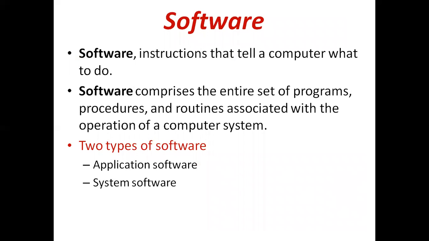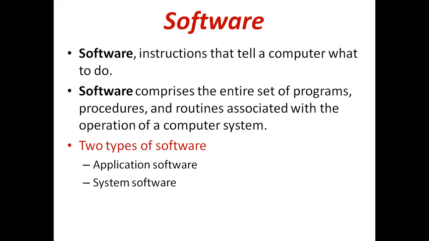What is meant by software? Software is nothing but instructions that tell a computer what to do, right? These are all the instructions. So this instruction only tells the computer what it has to do. The software will give the instruction to the computer, right? So software comprises the entire set of programs. Software is nothing but a collection of programs, procedures, or routines associated with the operation of the computer.